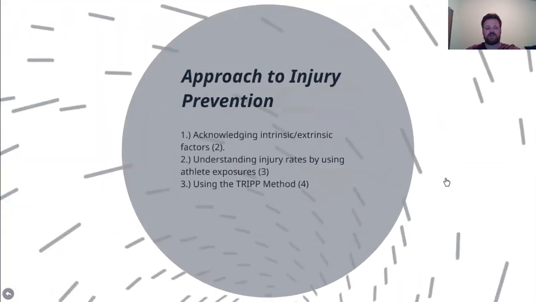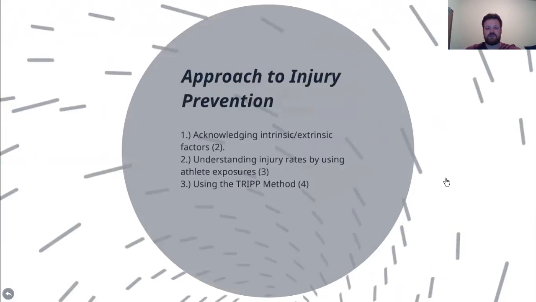So there are 3 steps to approach injury prevention. One, acknowledging your intrinsic, extrinsic factors within your population, your patient population. Knowing if a 20-year-old male is going to be more prone to spraining his ankle or having tendonitis playing basketball compared to the females or things along that realm.